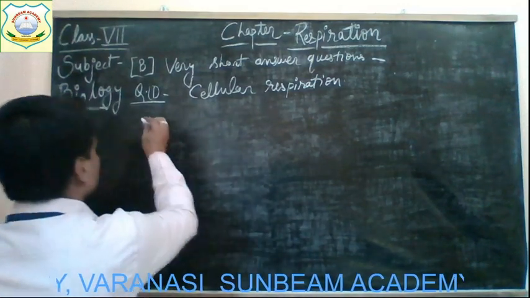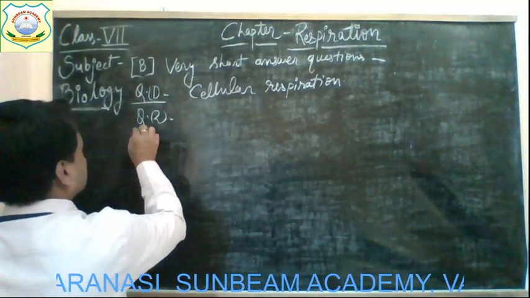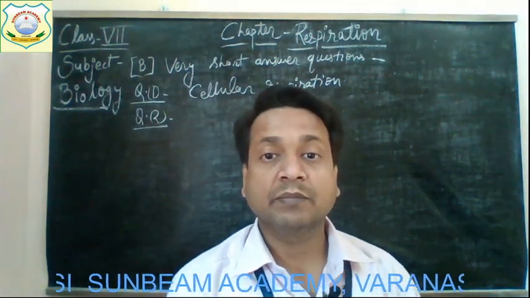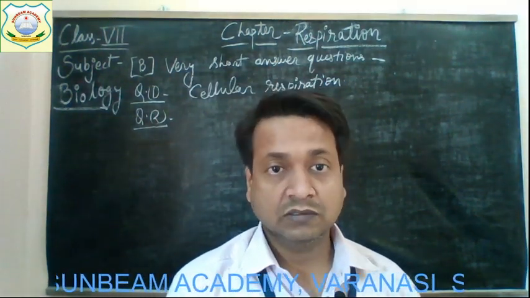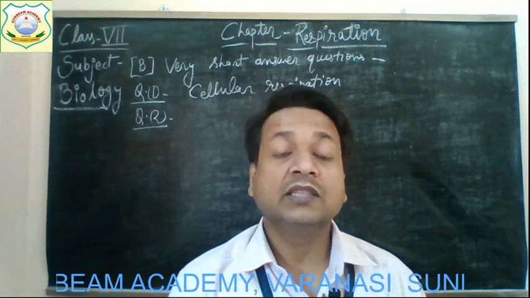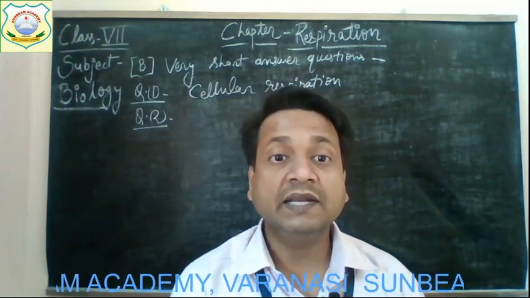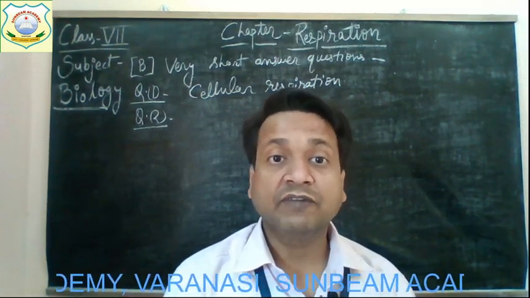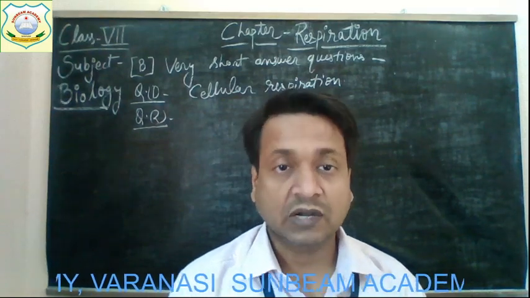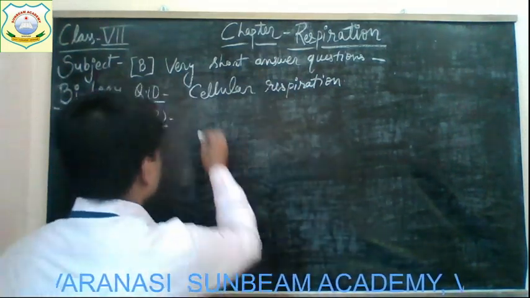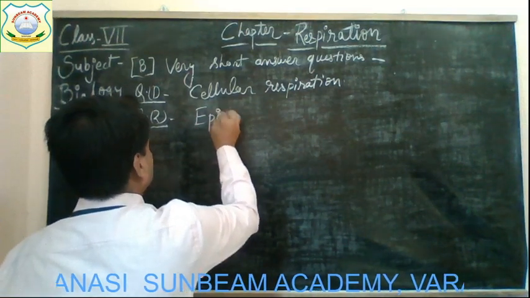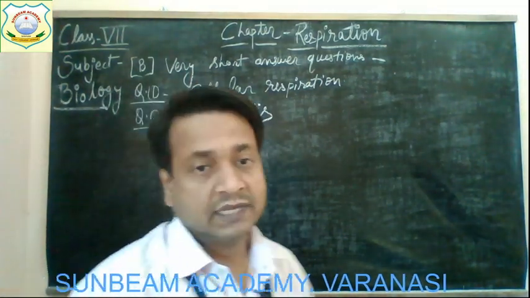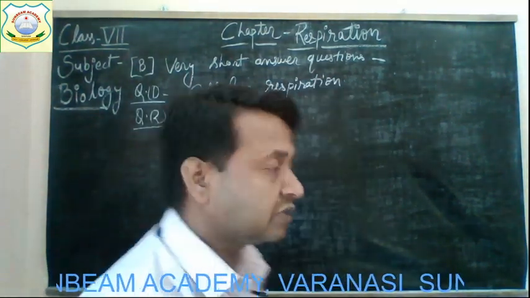Now, the question number 2 is, name the flap that closes the windpipe when you swallow food. So at the time of swallowing food, the windpipe gets covered by a lid-like structure, a flap-like structure. And the name of that flap-like structure is epiglottis. Alright children? Epiglottis.